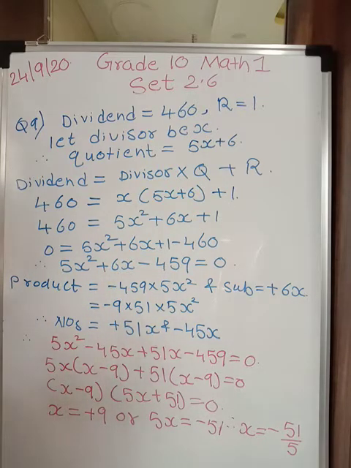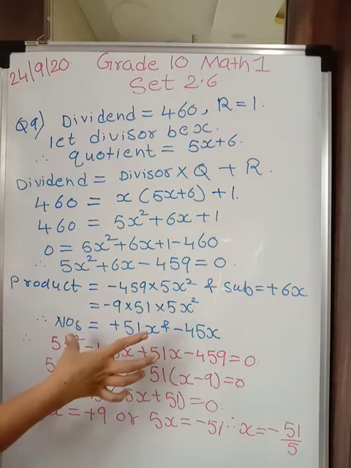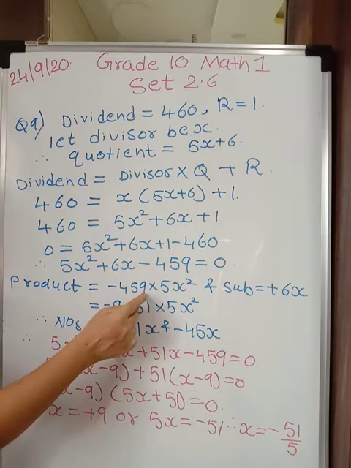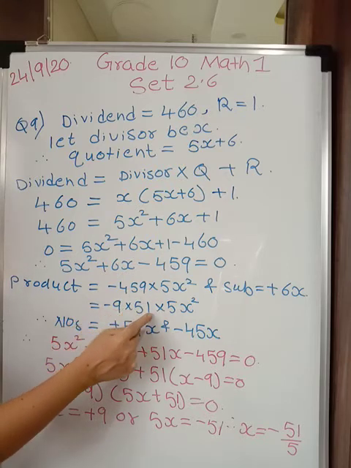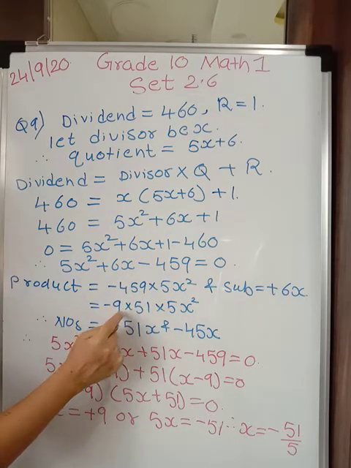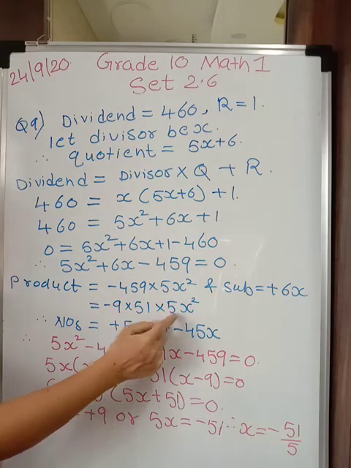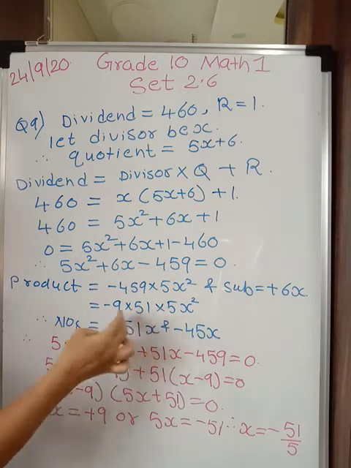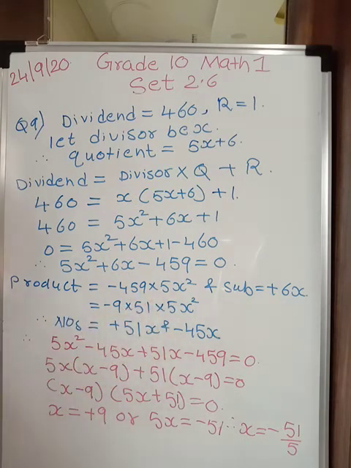Now students, if the numbers are bigger, then split them up. See, 459 can be split as 9 into 51. 9 5s are 45, 9 1s are 9. So this you have now, minus 9 into 51 into 5. Now by error and trial you have to try different combinations.